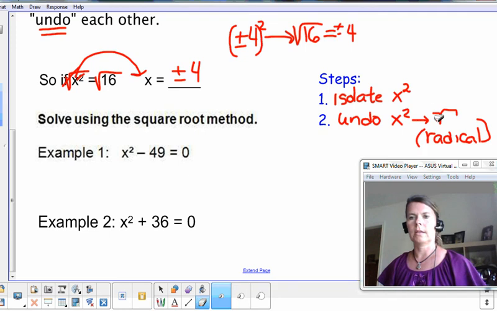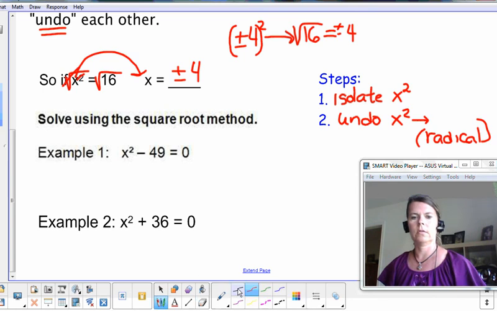Okay, maybe I can make that square root a little better. Hopefully you made yours a little better. Let me do that for you now. Let me do it in black so it kind of stands out. Hopefully that looks a little bit more like a square root. Okay, so we need to first isolate the x squared. That means we have to get it by itself. So we've got to get rid of this minus 49.